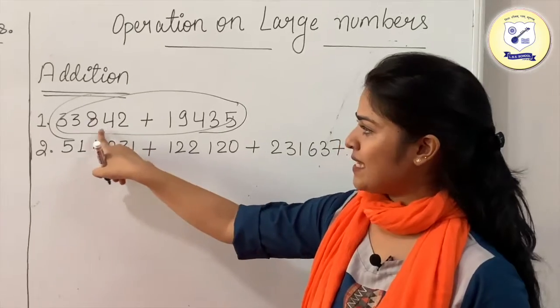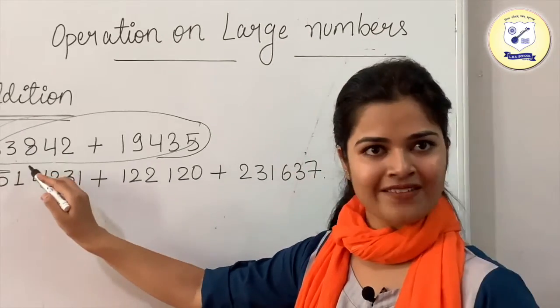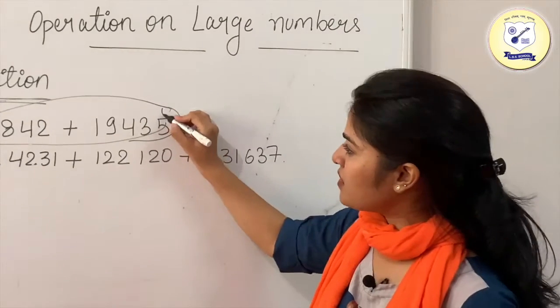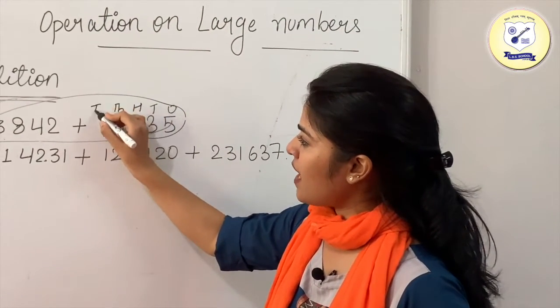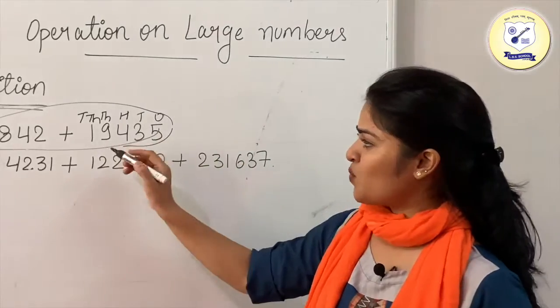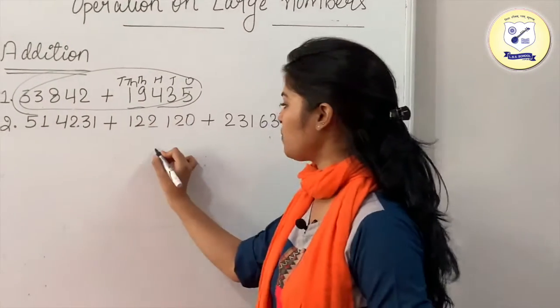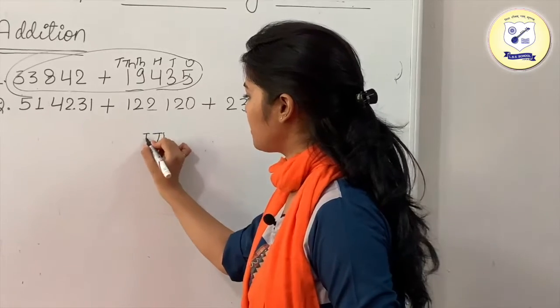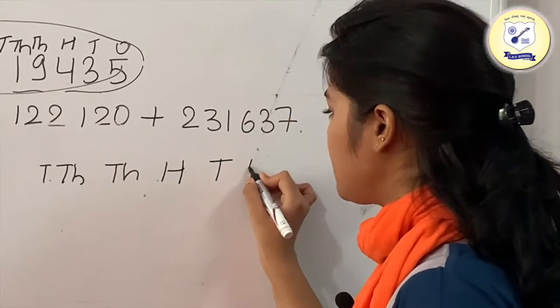24833, ones, tens, 100, 1000 and 10,000. So this would be 33,842. Similarly, this is ones, tens, 100, 1000 and 10,000. So we can spell it like 19,435. So write it down. We are having 10,000, 1000, 100, tens and ones.